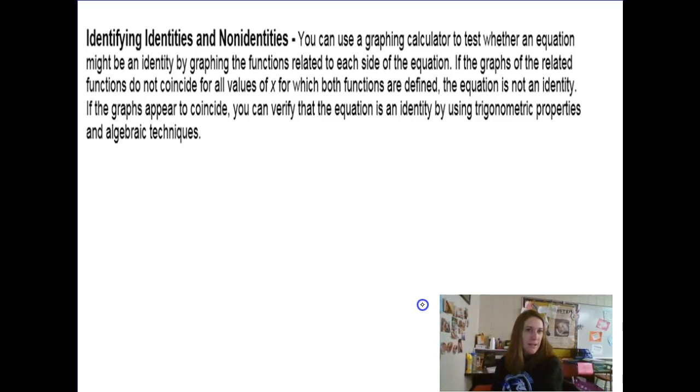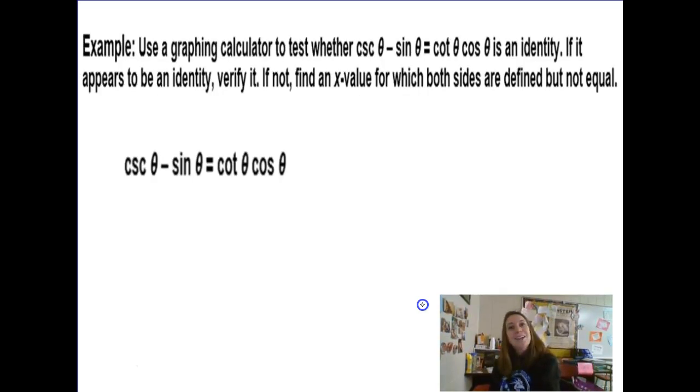All right. The next section talks about identifying identities and non-identities and using your graphing calculator to test whether it's even an identity to begin with. So they want us to type these into a calculator, one side of the equation into y1, one into y2.